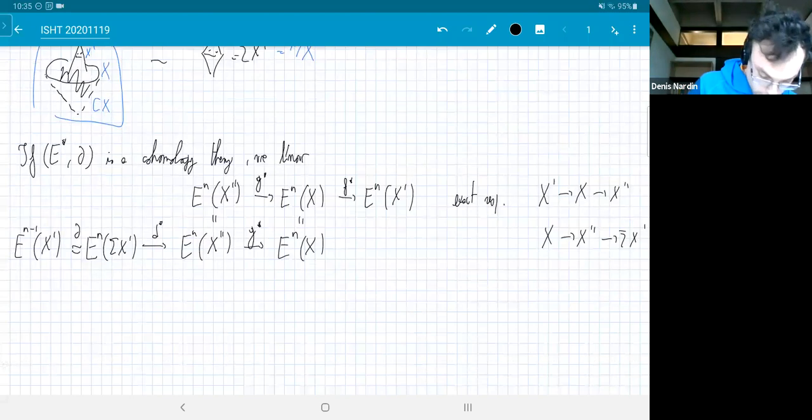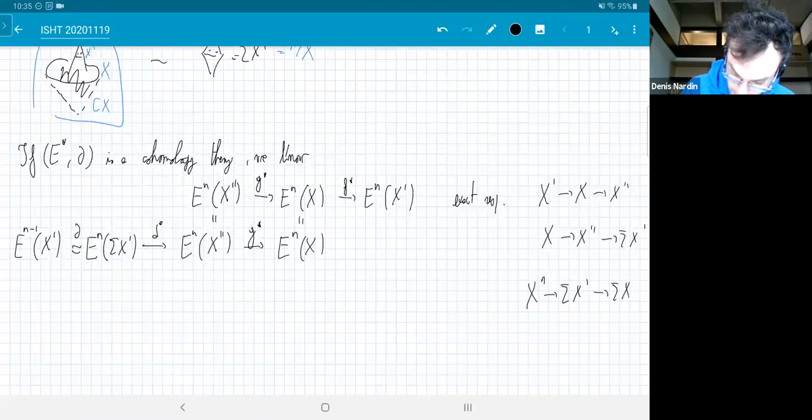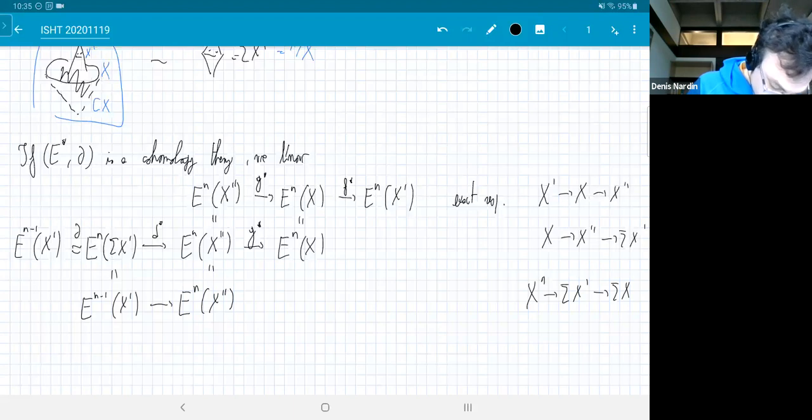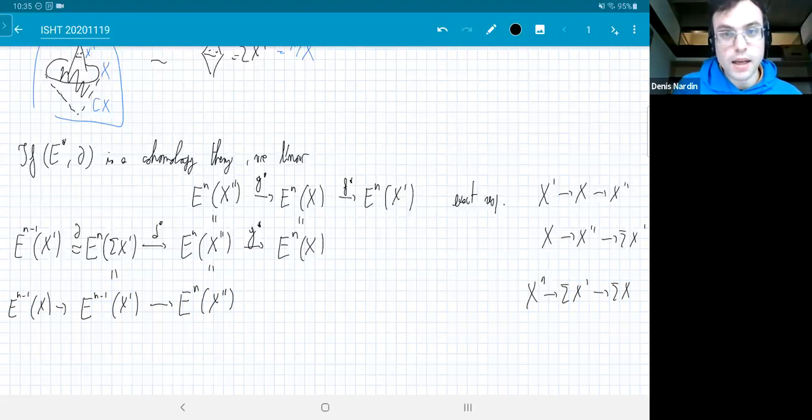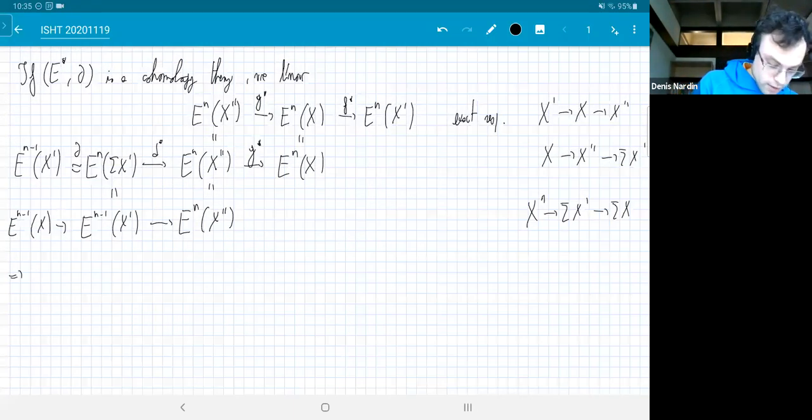And you can actually go further, take X double prime goes to sigma X prime goes to sigma X. And here, let me just write what the result is. You get E^(n-1) of X prime, and here you get E^(n-1) of X. And all these sequences are exact. So pasting all of these together, we get a long exact sequence.